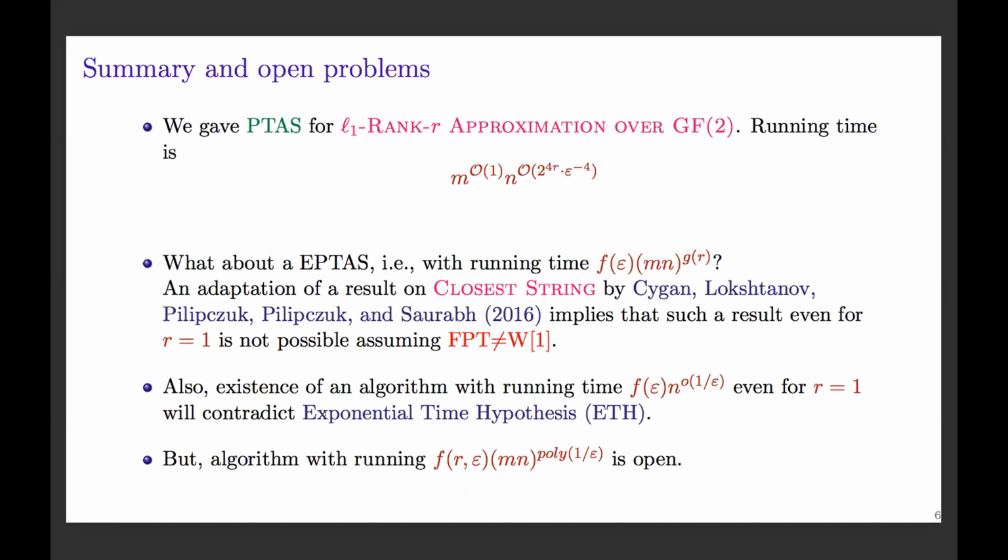But the open question here is, can we get an algorithm of running time f of r comma epsilon into m n to the power poly in 1 by epsilon? Or in other words, can we remove the r from the exponent and make it a separate function f of r comma epsilon? So I know that epsilon cannot be removed. So now can we remove r from the exponent? That is an open question here.